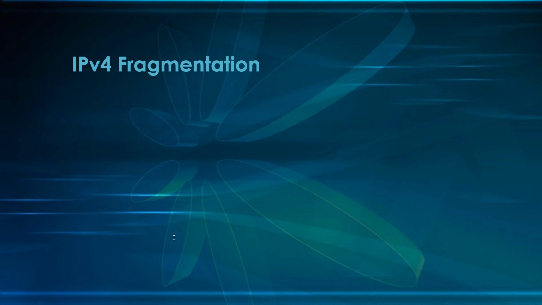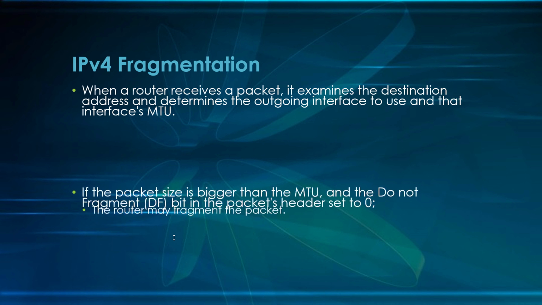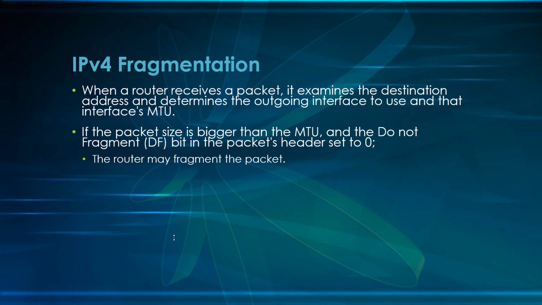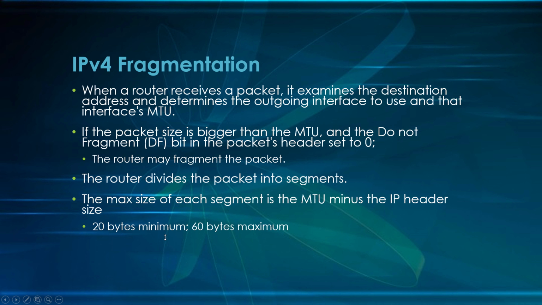The IPv4 fragmentation. When a router receives a packet, it examines the destination address and determines the outgoing interface to use, and that interface's MTU. If the packet's size is bigger than the MTU, and the do not fragment bit in the packet's header is set to 0, which means go ahead and fragment the packet, the router divides the packet into segments. This is what they refer to as fragmentation. The size of each segment is the MTU minus the IP header, so between 20 and 60 bytes overall drop from the MTU. And the router puts each segment into its own packet, and that is what they call fragmentation.